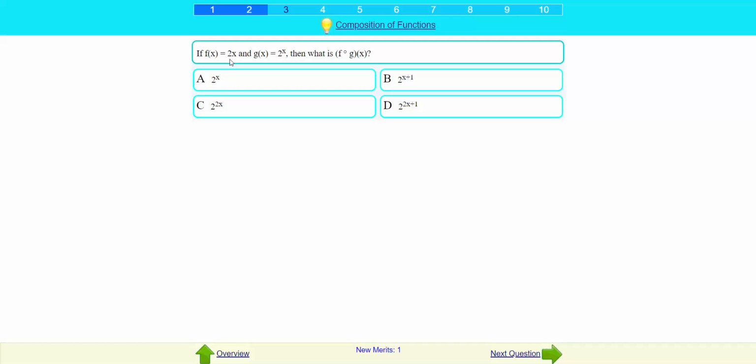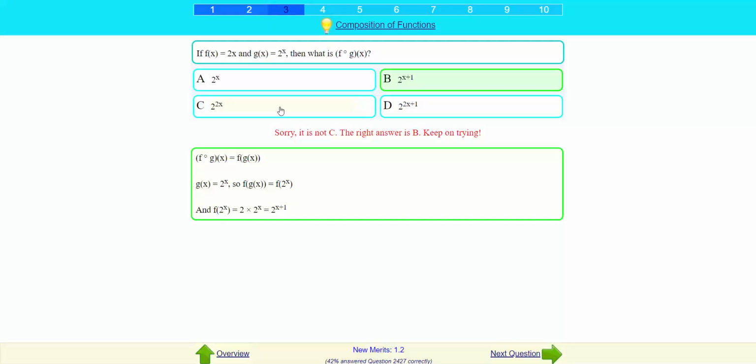If it was the other way around, then we would apply 2 to the power of 2 of x. I think x plus 1. g of x is 2 to the power of x. Okay, so f to the power of x.